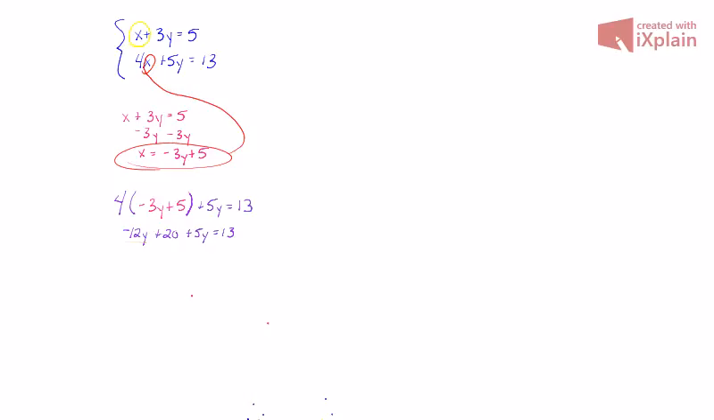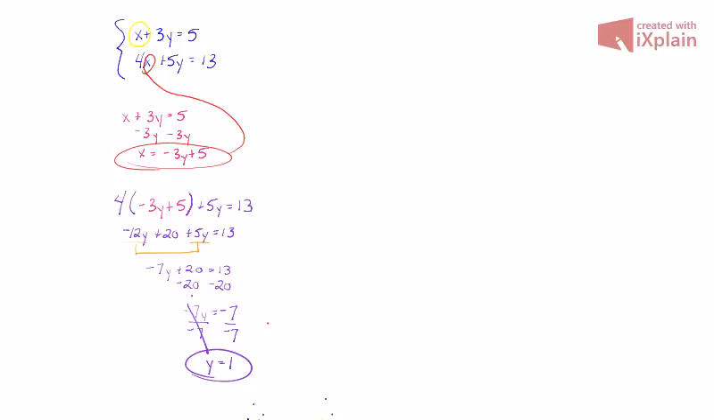Then I'm going to combine like terms. So negative 12y plus 5y will give us negative 7y, plus 20 is equal to 13. Subtract 20 from both sides. You get negative 7y equals negative 7. And now in order to undo that multiplication, I'm going to use division. So now I have y is equal to positive 1. So the good news is that I'm halfway done.